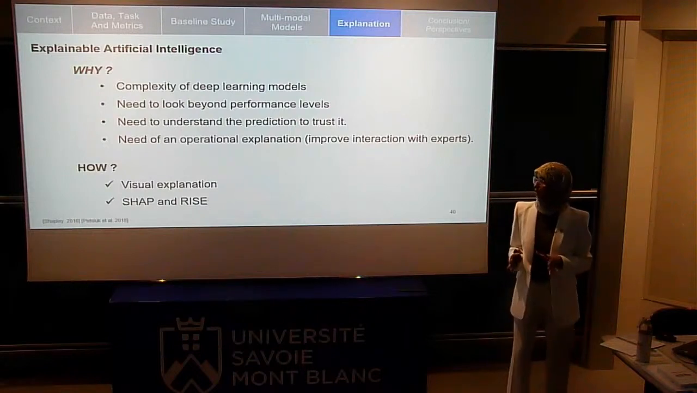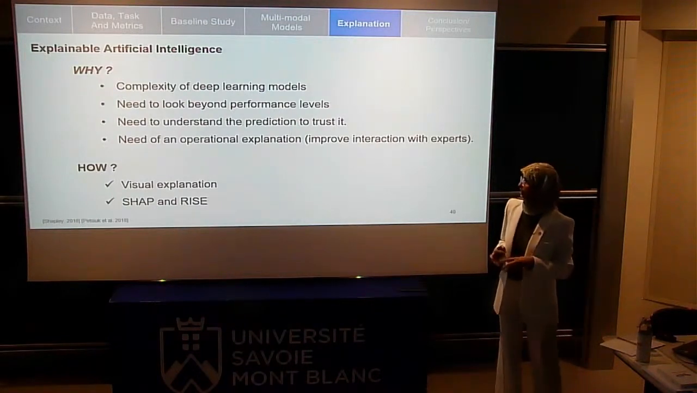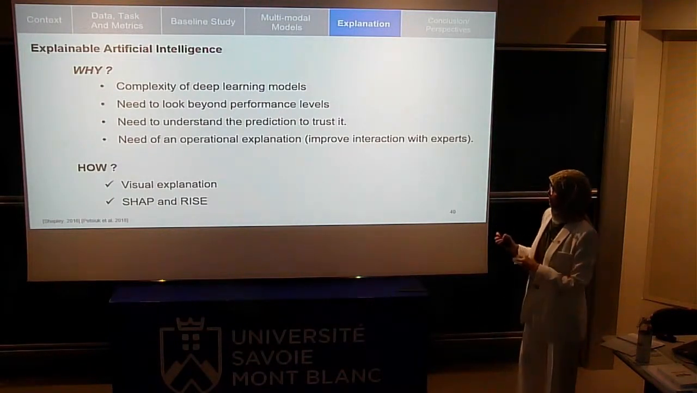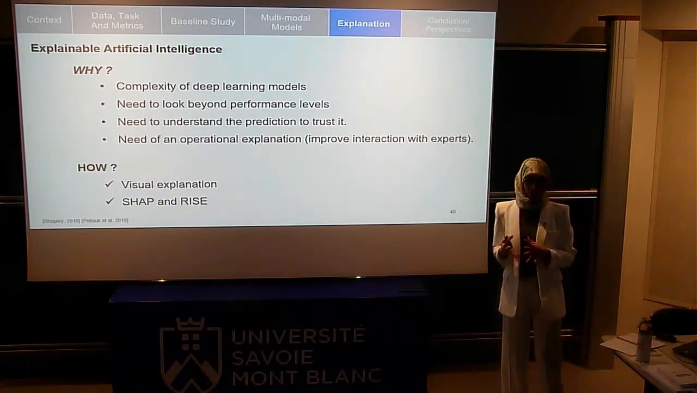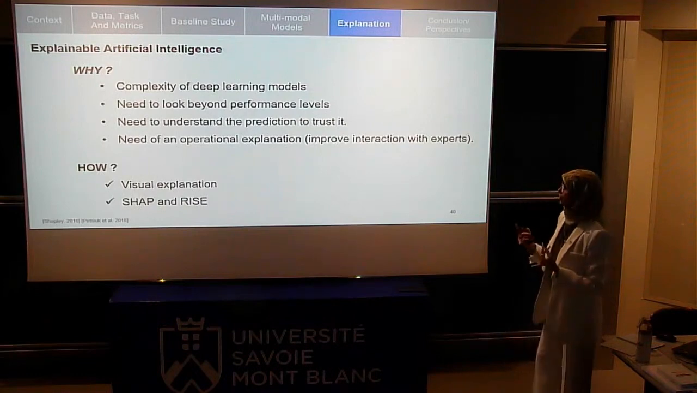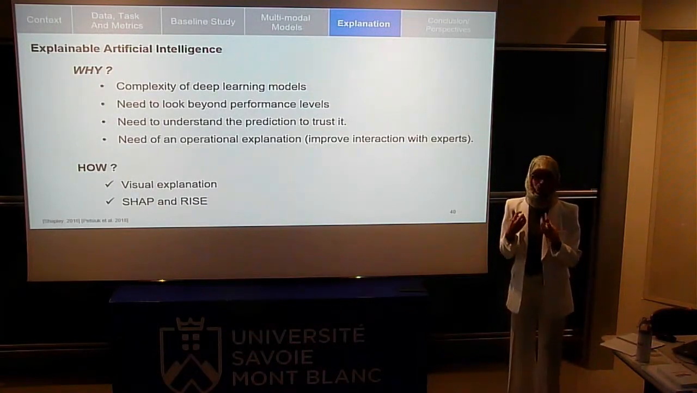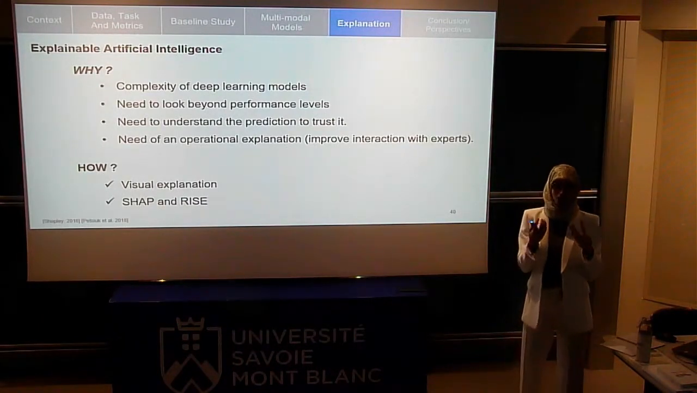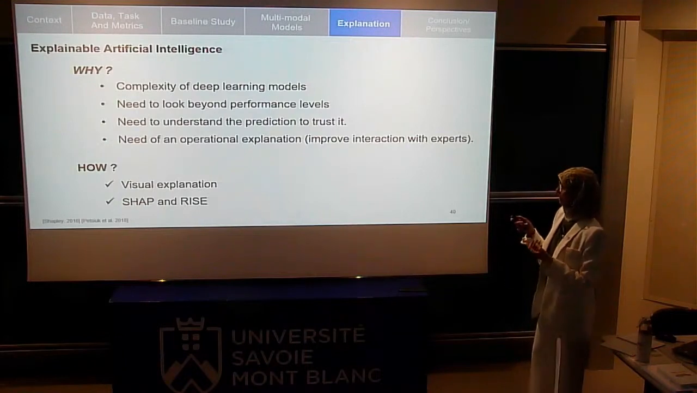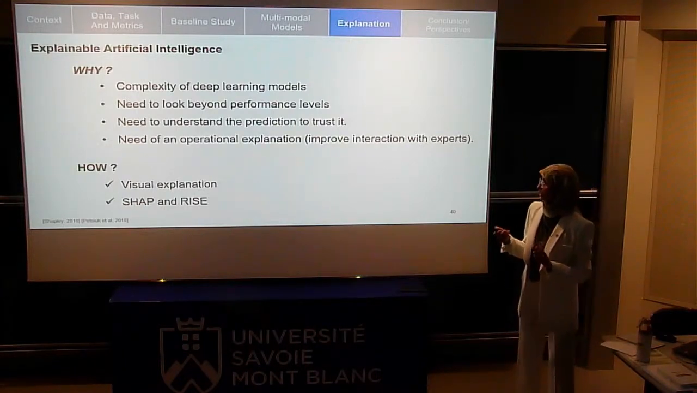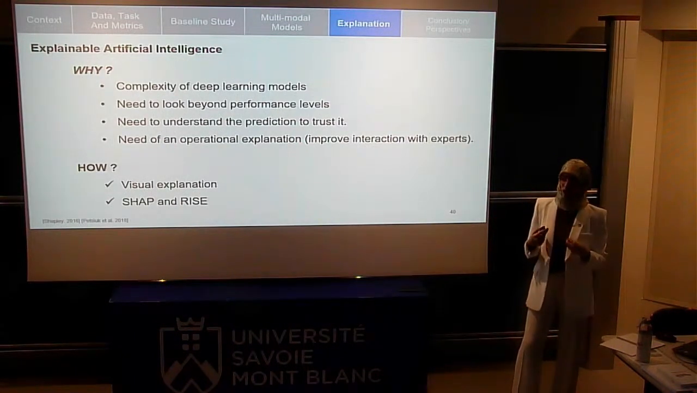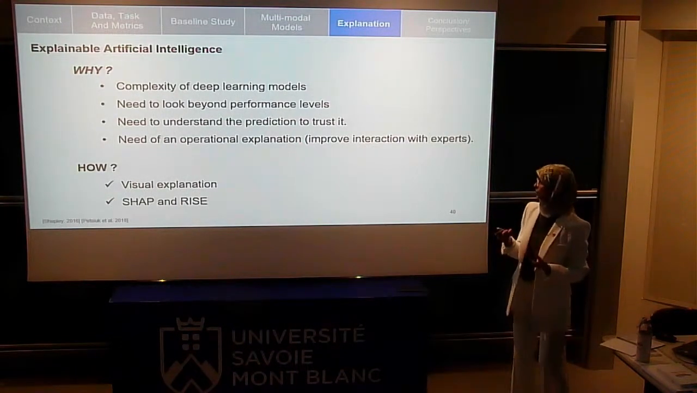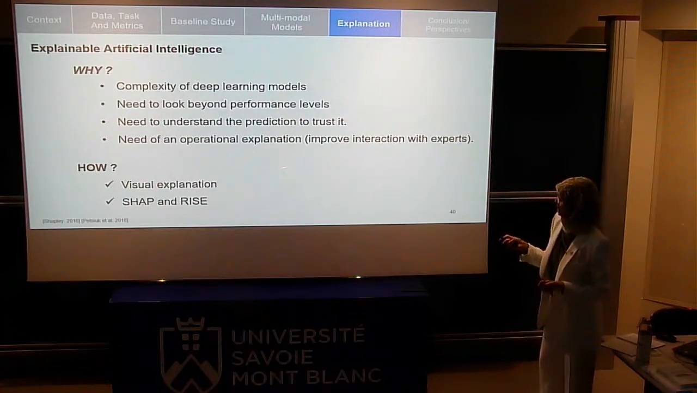In the field of deep learning and machine learning, there is a category that we call explainable artificial intelligence. Why is this category very important? Because with deep learning, we have complex architectures and results that we need to trust and to understand how the decision is made. And in our context particularly, we need to explain the results to the operational users and give them interaction with experts.